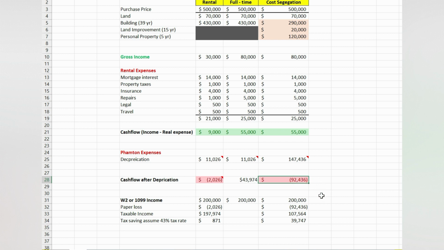So let's say again, this short-term investor is a material participant. They have a W-2 income of $200,000. They're able to show that they have a paper loss of a little bit over $92,000 on their taxes. Now their taxable income goes from $200,000 to $107,000 estimated. And if we're assuming a tax rate of 43%, they're able to save $40,000 in taxes that year. That $40,000 that they saved paying in taxes could be used to buy another property, to fund other endeavors that will enable this investor to reach their goals faster.